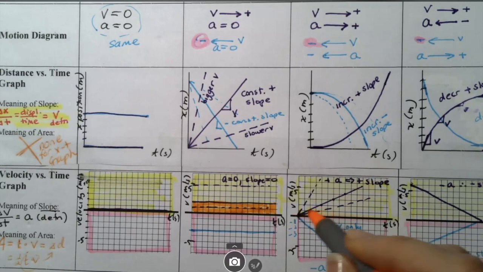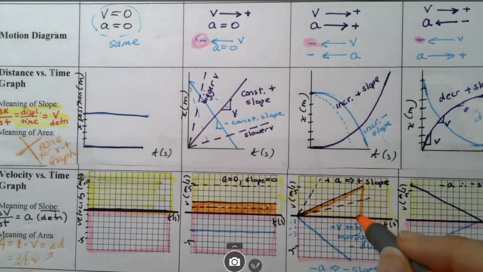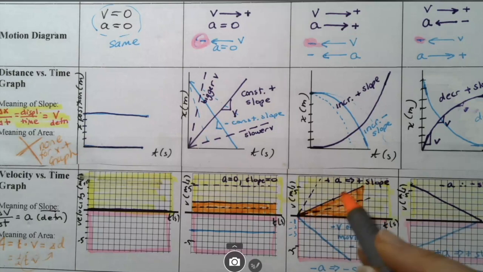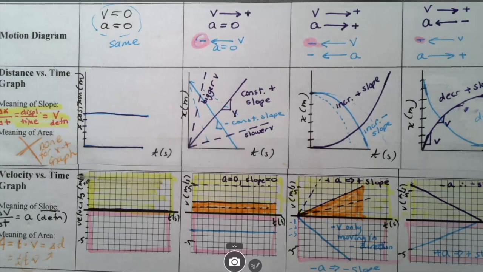And here I would, let's say, find the area of this shape. That would give me the displacement when it was moving at increasing speed right along this, right, with this positive acceleration. You can do it in the negative region too. If I was going to find the area, notice it's between the graph, the line you drew, and the x-axis. So I would find the area here.